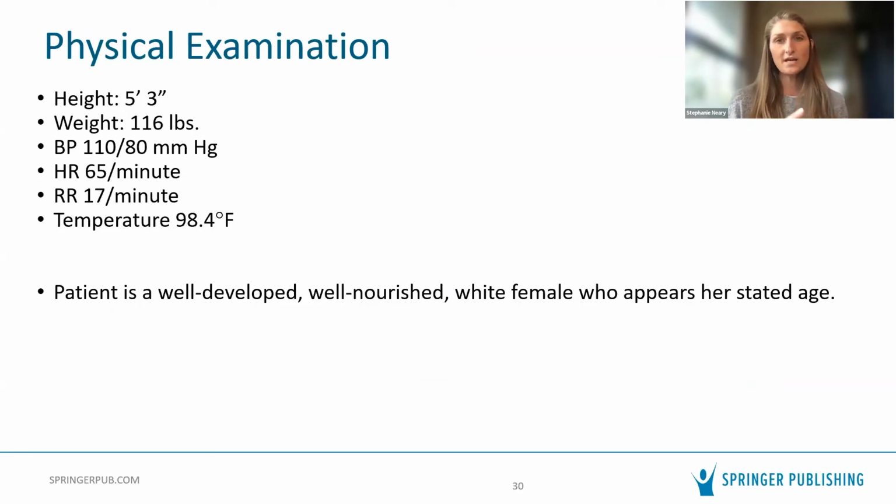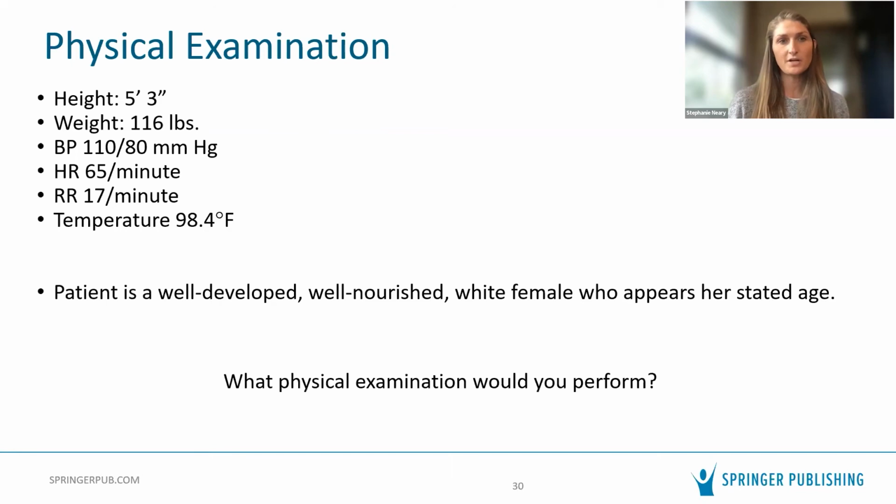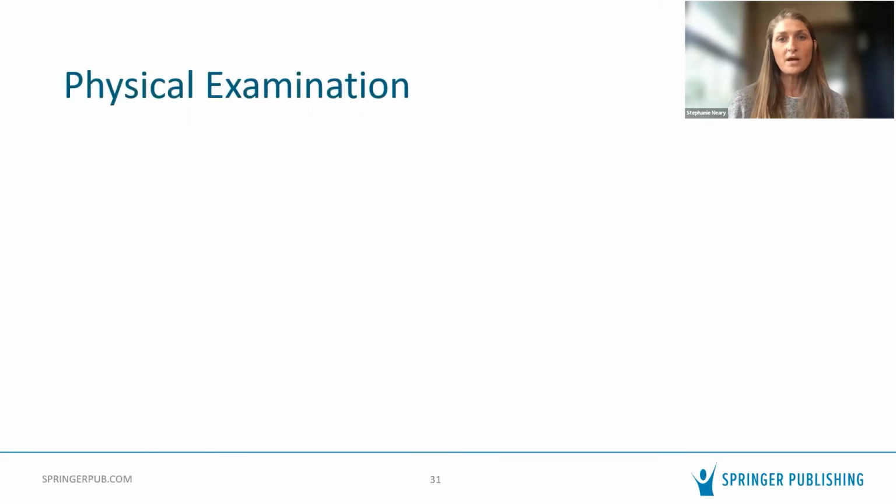Once we establish that history and we've talked about all the different differentials and we know that we want to proceed with our physical exam, we would be able to get that information, and we see that our patient's vitals are pretty normal, but we know she's a well-developed, well-nourished white female who appears her stated age. And then what physical exam things are we wanting to perform? This patient, we're probably not going to do a full comprehensive physical exam.